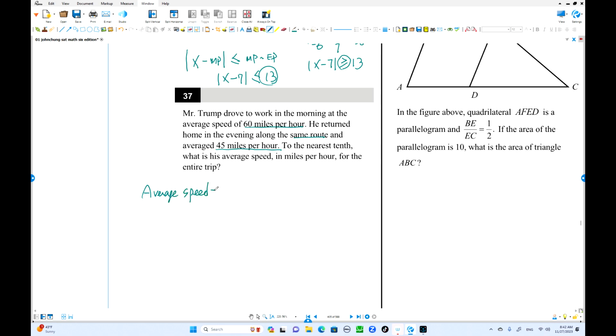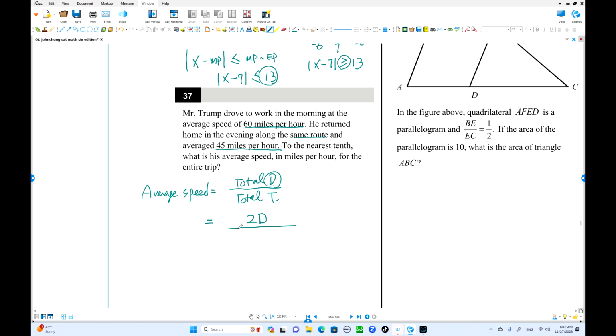By definition, average speed is total distance over total time. Maybe you can use this one because the distance is not given. Maybe you can use d, the distance d. So the total distance is what, back and forth? D plus d is 2d, right? That is 2d.